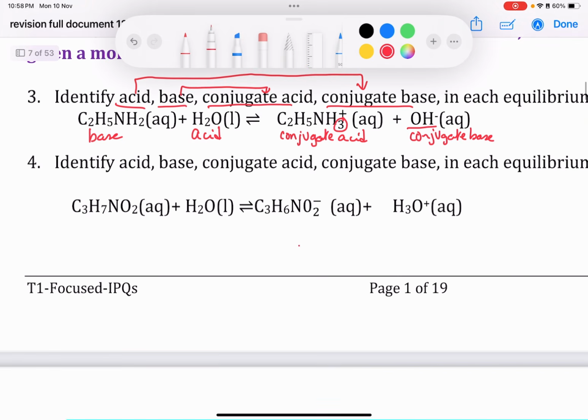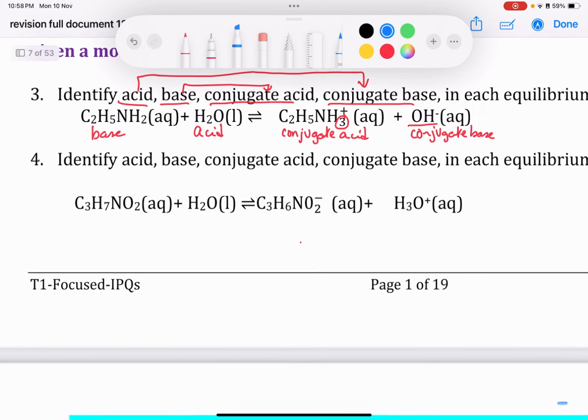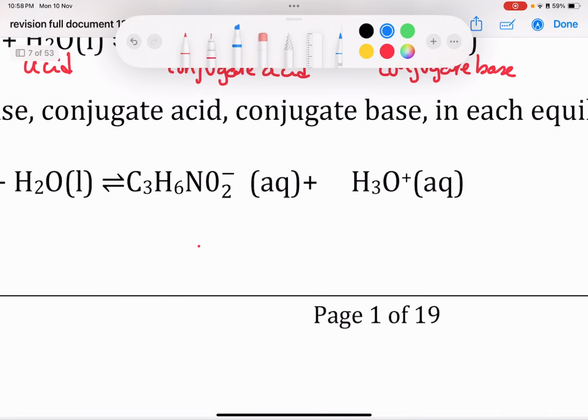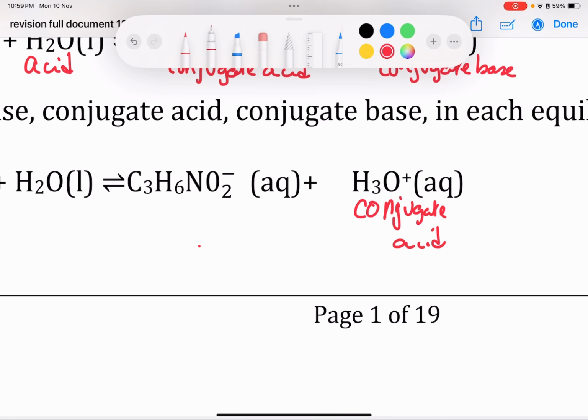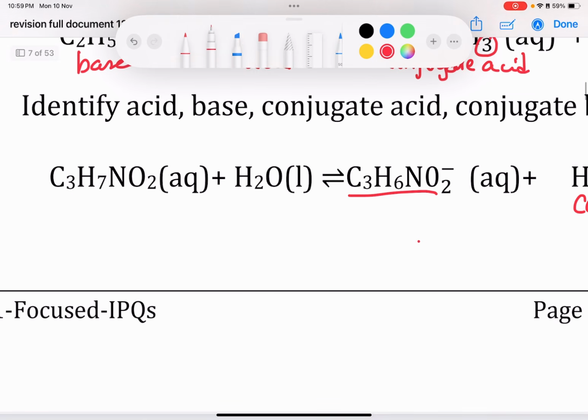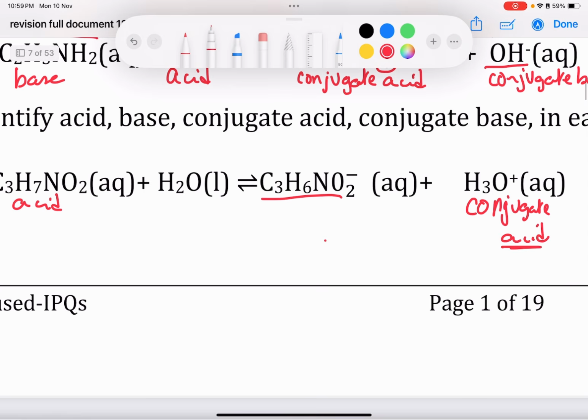Now let's look at another example, and I'll solve it in 2 ways. By simply looking at the equation, we notice here that we obtained an acid. Being on the product side, I'll call it a conjugate acid. Now, if this is a conjugate acid, then definitely this one is a conjugate base coming from an acid. And if this is a conjugate acid, then this one is a base.